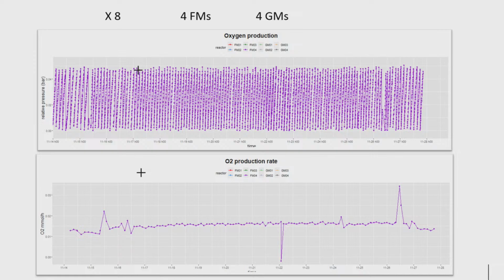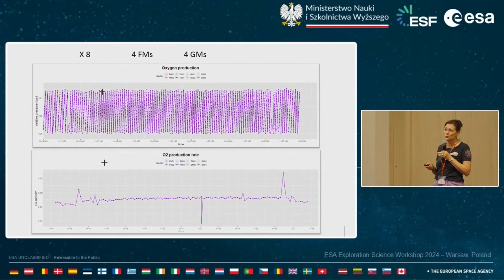So yes, we have still oxygen production. The other three are looking like this. One is not looking like that. We have much slower oxygen production. We are still figuring out what is going on and what could be done to maybe rescue or remediate it by commanding.